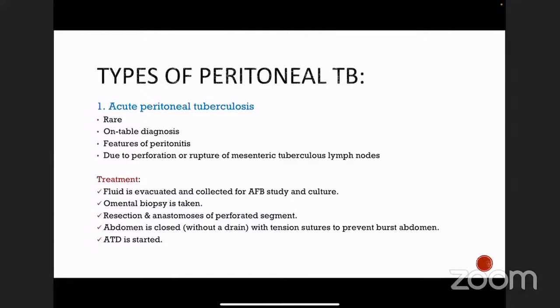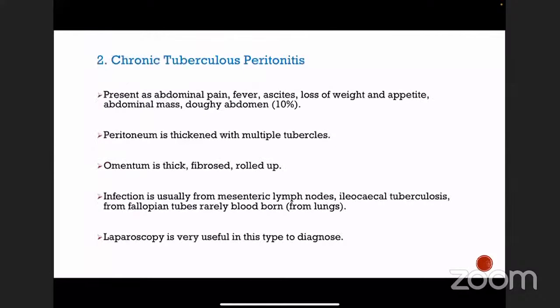As we are taking the patient directly to the OT, it is an on-table diagnosis, right? So what is the other, chronic type of tuberculous peritonitis? What is coming inside the chronic type?